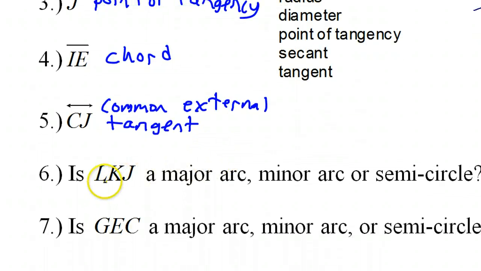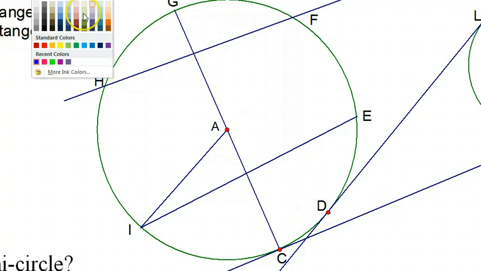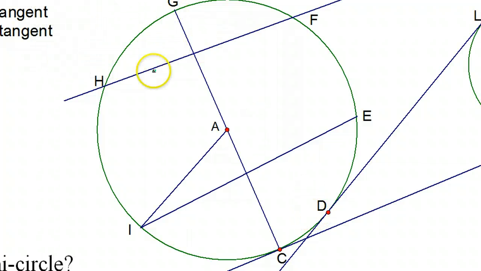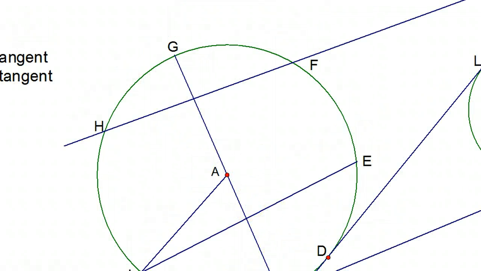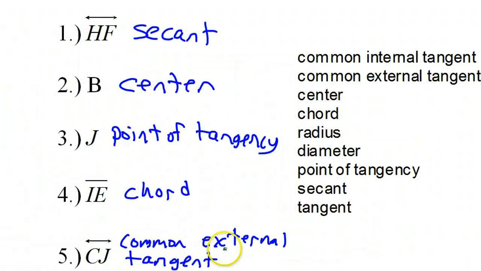Okay. Is LKJ a major arc? Guess we should be doing this then. A major arc, minor arc, or semicircle. LKJ. Let's see. LKJ goes from here all the way around to here. That is a major arc. It's bigger than 180 degrees. Okay, you can see if I did a diameter, it would be like that. So this is bigger than 180 degrees, so major arc.